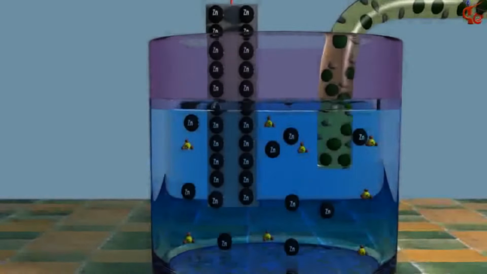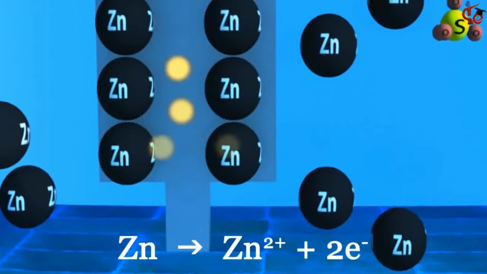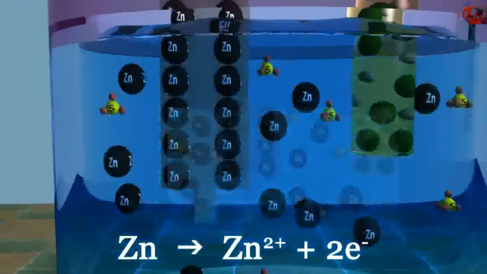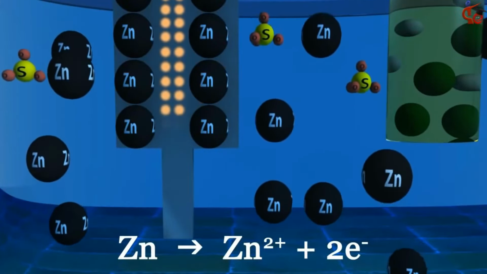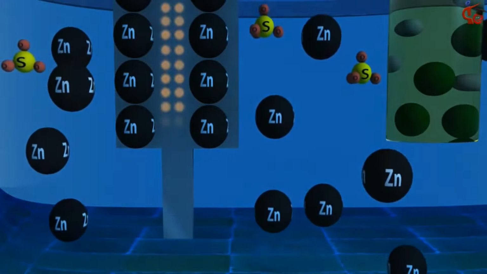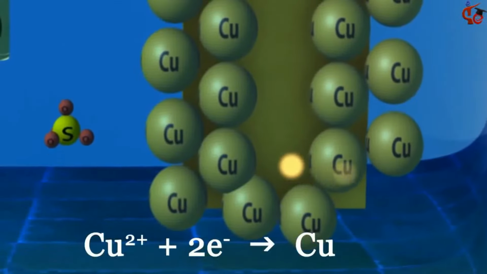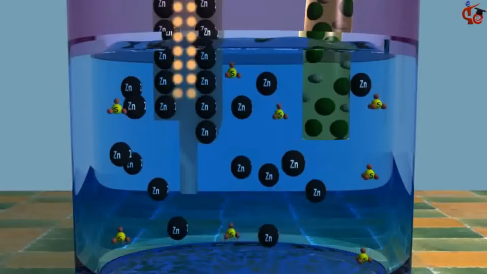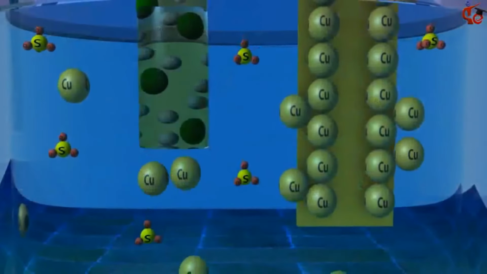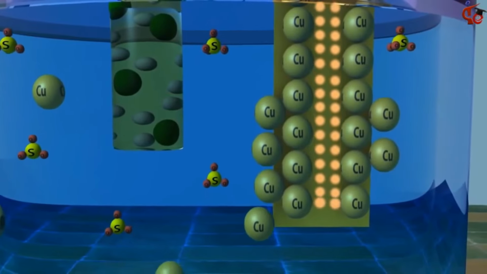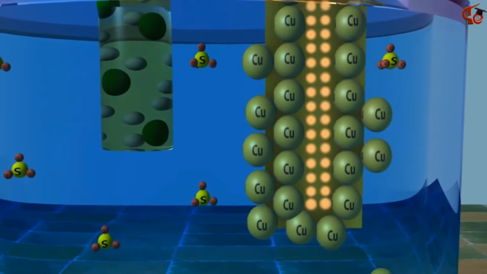Because zinc is a more active metal than copper, it is more likely to lose electrons. For this reason, the zinc bar is oxidized, producing a zinc ion and 2 electrons per zinc atom. The copper ions in solution gain 2 electrons and are reduced to copper metal. As the reaction continues, excess positive zinc ions build up in the zinc solution. At the same time, the loss of copper ions from the copper sulfate solution creates an excess of negative sulfate ions.